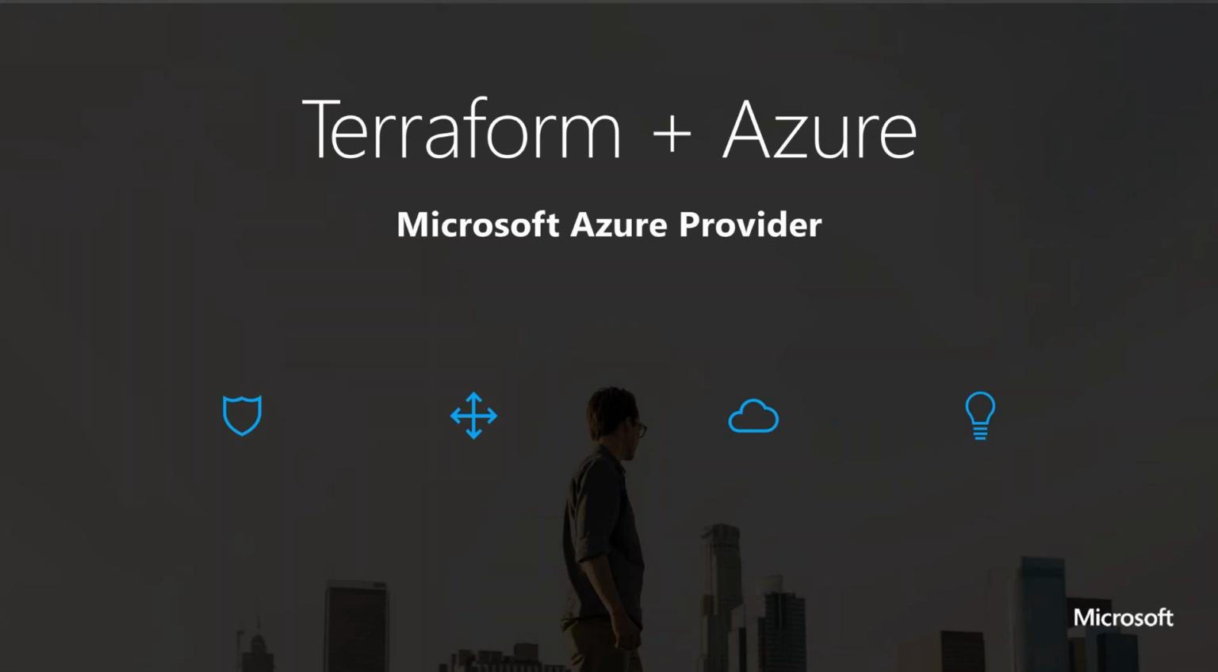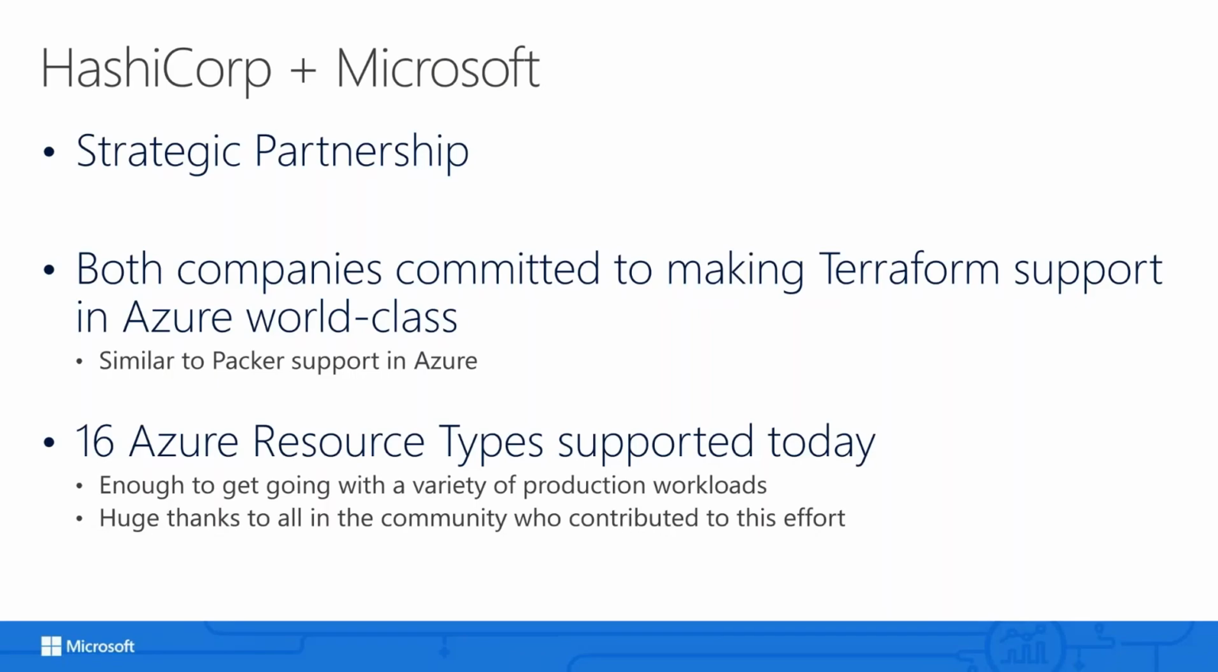So let's talk about the two important things that I'd like to cover, which is basically the state of the partnership today and what you can provision into Azure using Terraform now. Next slide, please. Okay. So I think the two important points I'd like to make is that you can start provisioning production-ready workloads using Terraform today into Azure. There are 16 Azure resource types that are supported. It's enough to get going with a variety of production workloads.